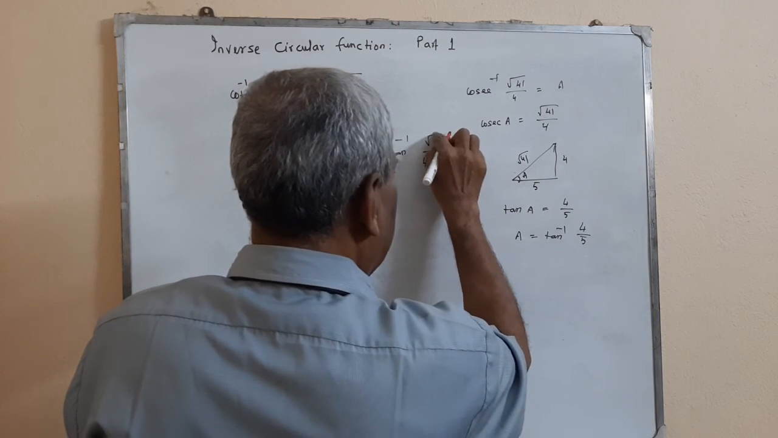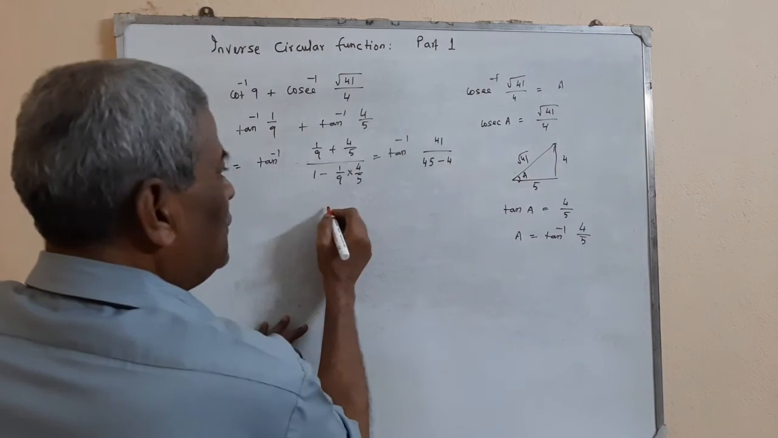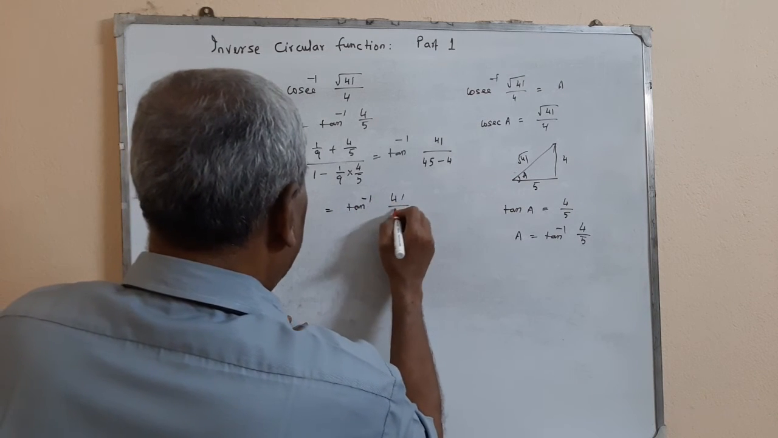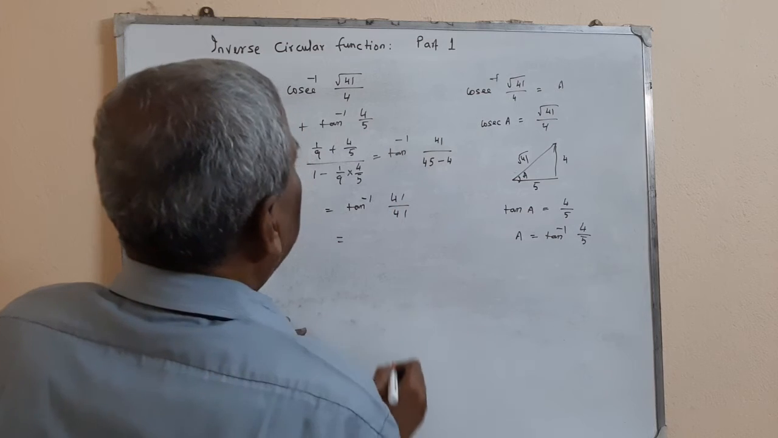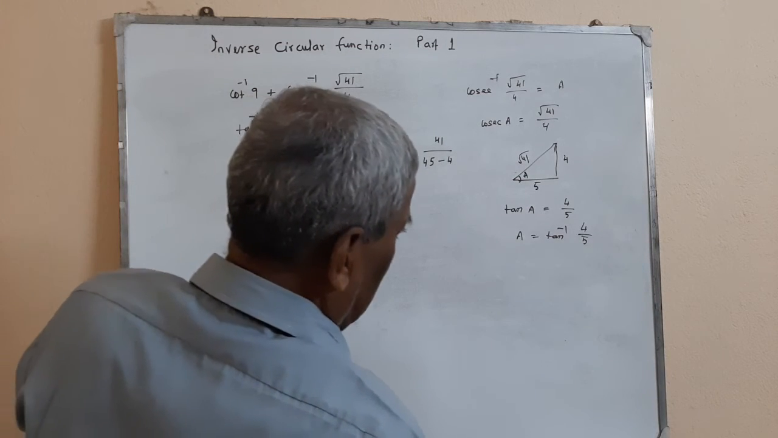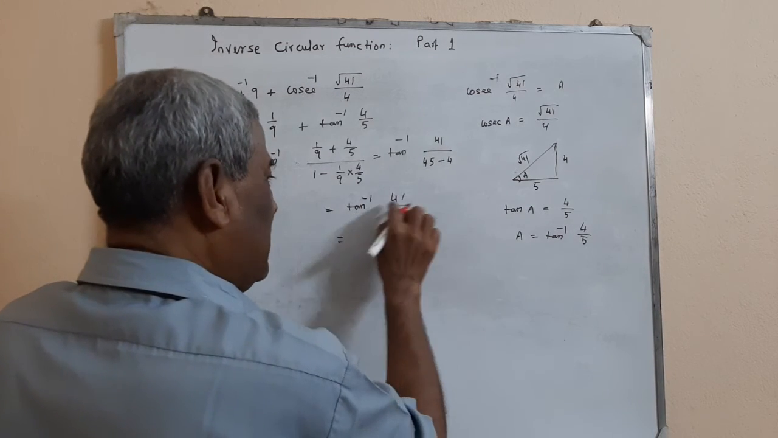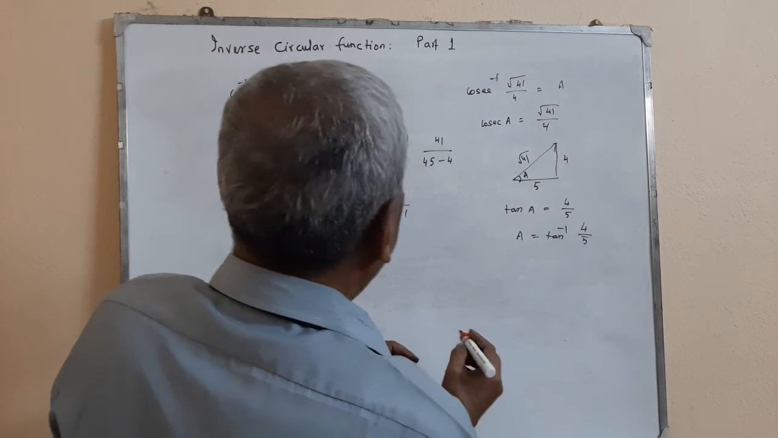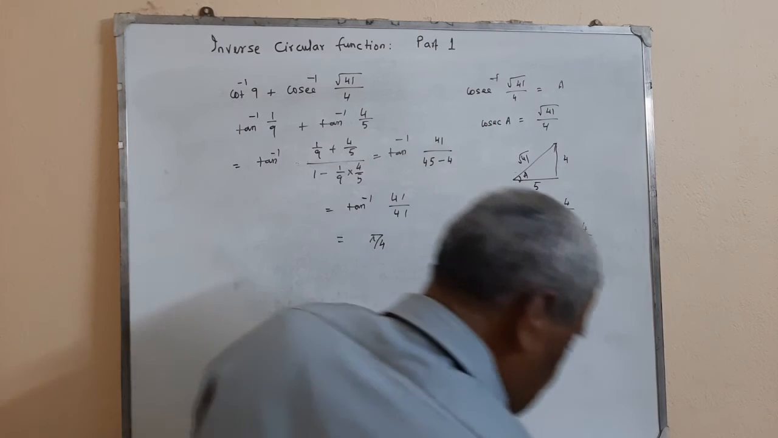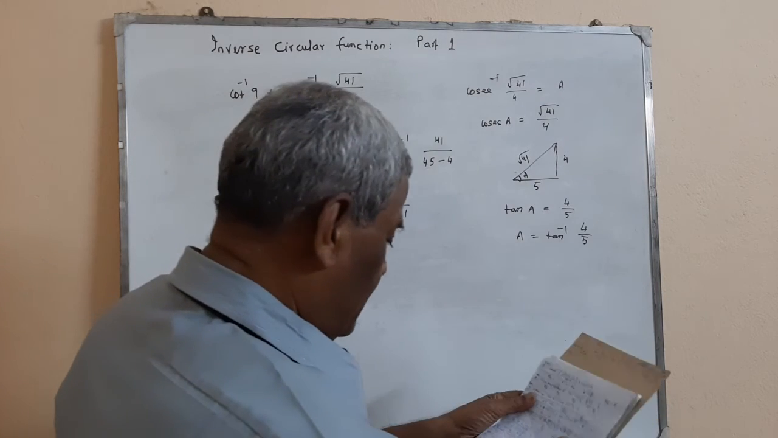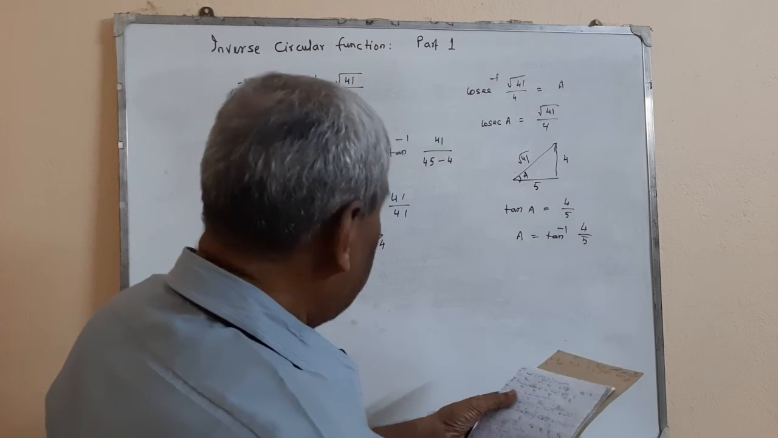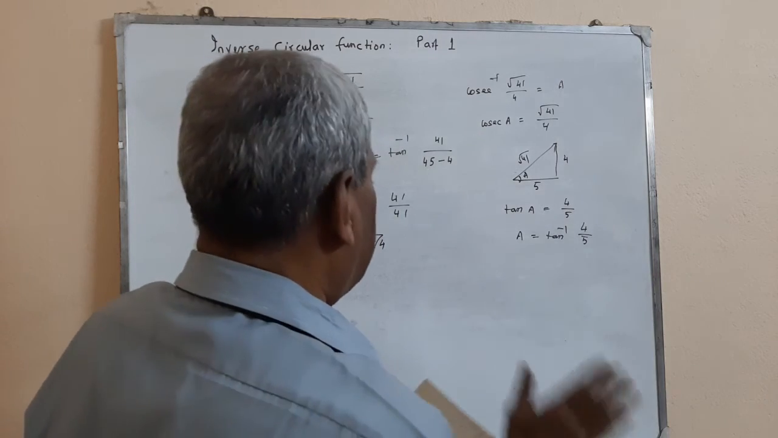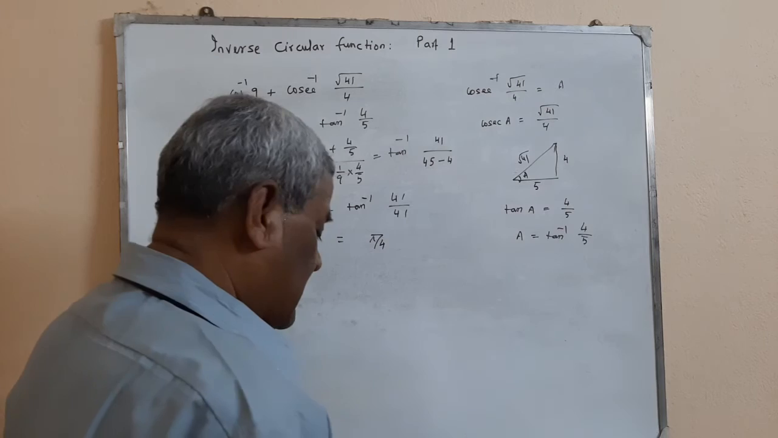Not root over, sorry. So it is equal to tan inverse 41 by 41, which is equal to tan inverse 1. So the answer is tan inverse 1, which is pi by 4. Here also options are not given. Let us see. The first option is pi by 4, then pi by 2, pi by 3 and pi by 6. So pi by 4 is the correct answer.